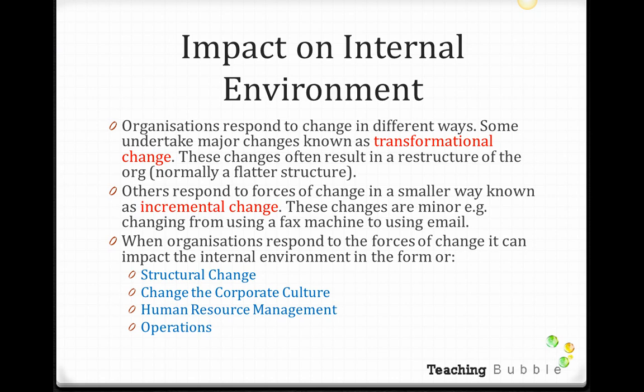Large, major changes, such as changes in structure and mergers, are what we call transformational changes. Smaller changes that happen in an organisation, often daily, are incremental changes. They're just things that are trying to continue to improve processes and the way the organisation operates. So that's what those two terms are, just in case they ever come up in an exam, so that you know what they are.